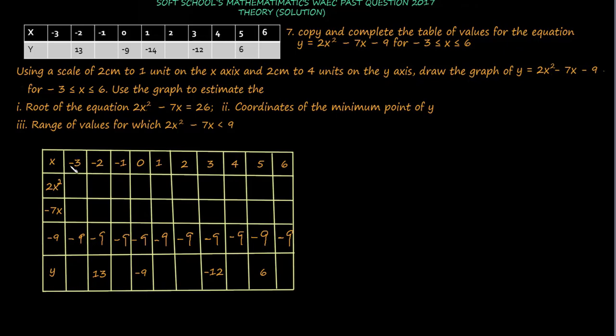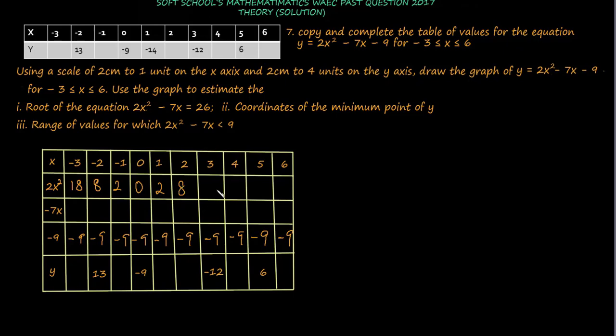Now x squared, so if our x is 3, what will be x squared? That will be 9. 9 times 2 gives us 18. Minus 2 squared is 4, 4 times 2 is 8. Minus 1 squared is 1, 1 times 2 is 2. 0 squared is 0, times 2 is 0. Then 1 squared is 1, times 2 is 2. 2 squared is 4, 4 times 2 is 8.